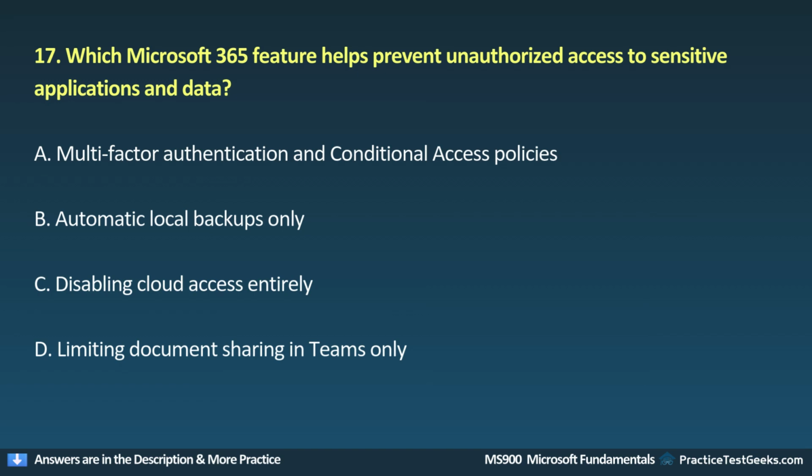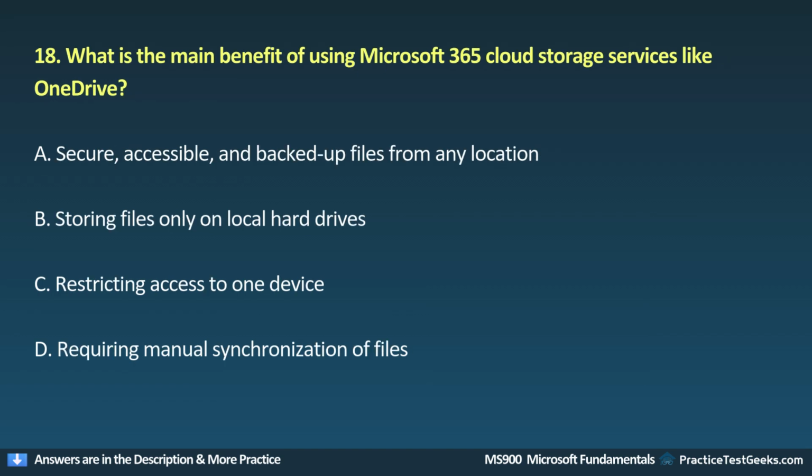A. Multi-factor authentication and conditional access policies. B. Automatic local backups only. C. Disabling cloud access entirely. D. Limiting document sharing in Teams only. 18. What is the main benefit of using Microsoft 365 cloud storage services like OneDrive?